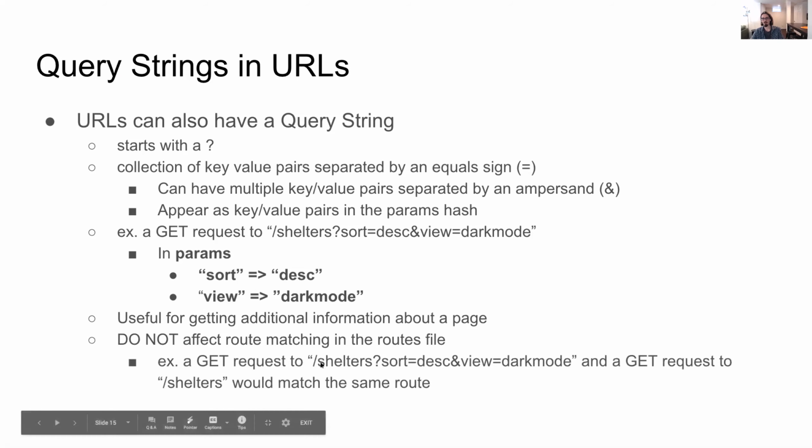The final thing here is that this is not going to affect your matching in the routes file. So even though the query param is part of the path, it does not affect the matching. A GET request to /shelters and then a query string afterwards will match the same routes as a GET request to just /shelters. The query string does not affect the matching in the router.